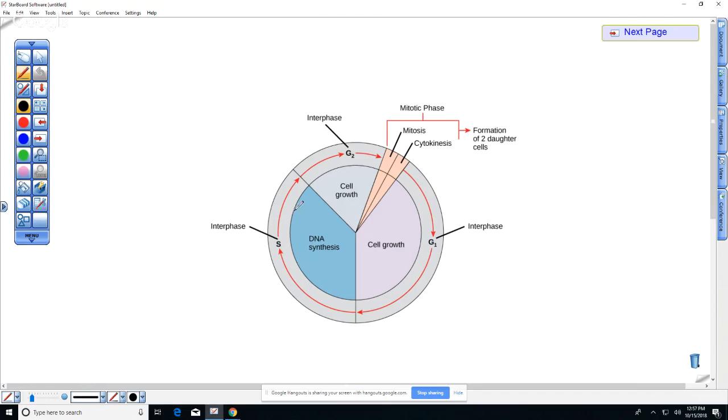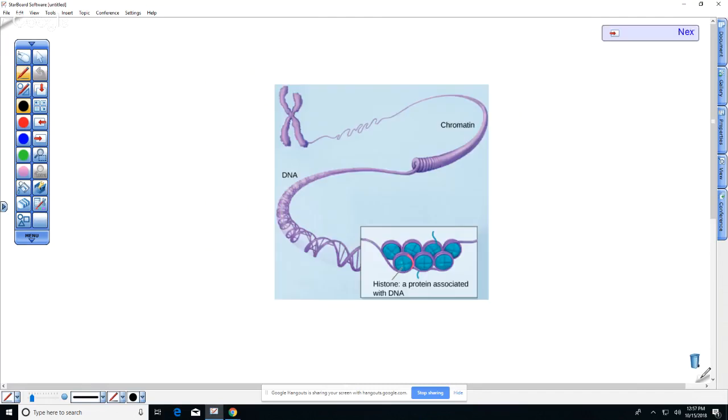Okay, so remember that DNA synthesis occurs prior to mitosis, prior to the G2 phase, where more cell growth and everything that needs to be produced for cell division is going to occur. So next we're going to talk about mitosis.